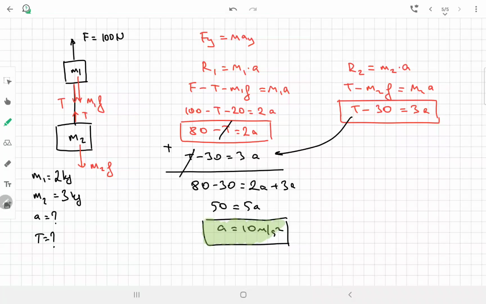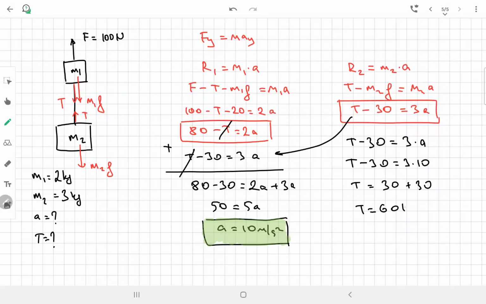Now, once we have acceleration, we can come back to the first or second equation in order to find tension. Let me choose equation number 2. Tension minus 30 equal to 3A. Tension minus 30 equal to 3 times 10, acceleration equal to 10. So tension equal to 30 plus 30. So tension equal to 60 newtons. So this is the answer for the tension.